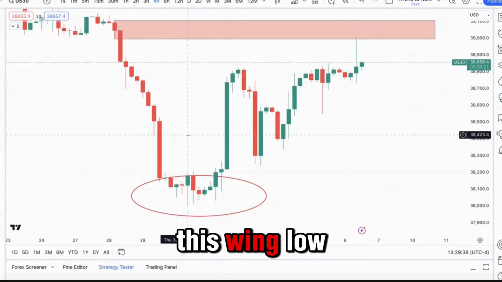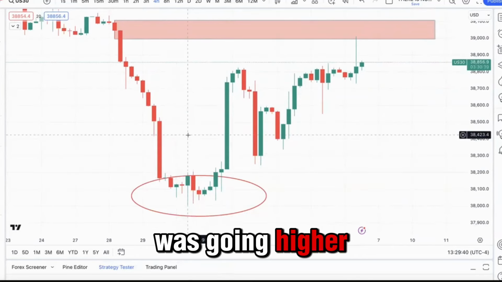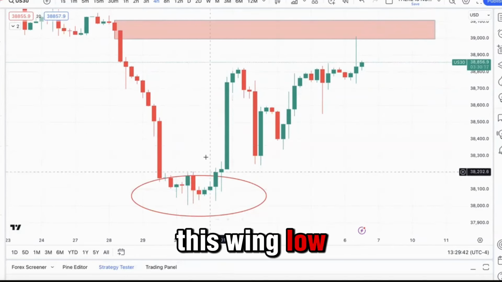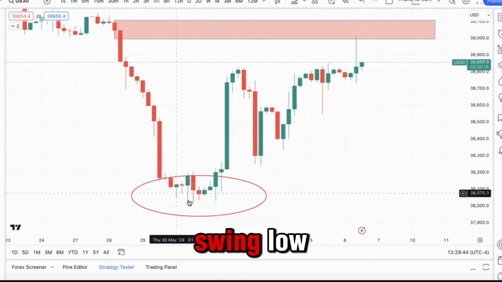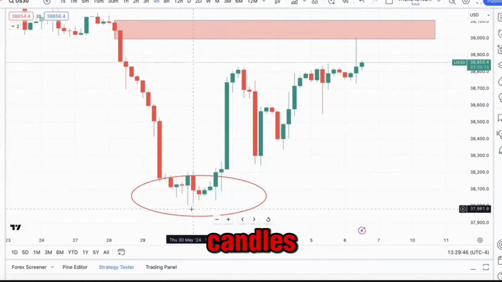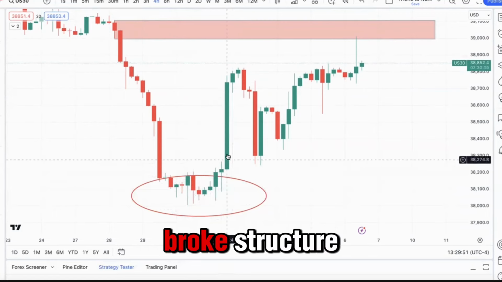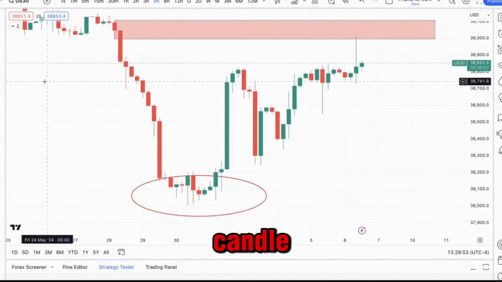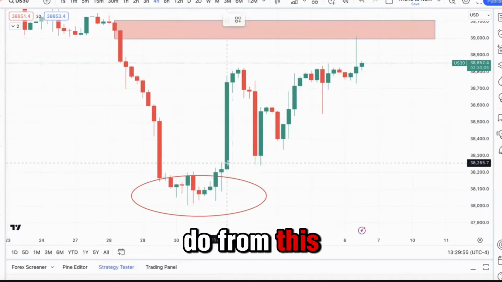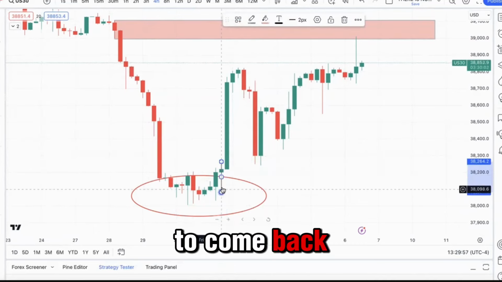So here at the swing low, how do we know that price was going higher? Well, here at the swing low, this is the swing low. Let's take a look at the bottom of these candles. These lows were getting higher eventually, and then we broke structure. It gave us this big imbalanced candle. What you want to do from this area is allow price to come back and pick you up.